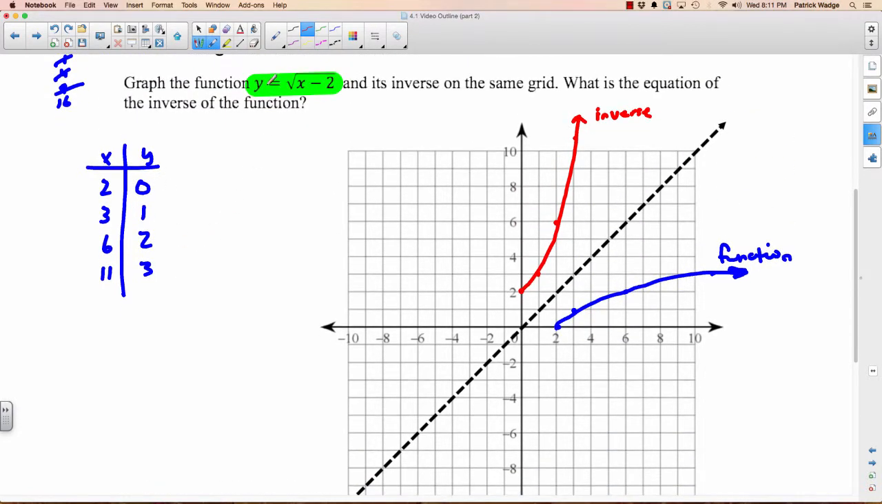Now the last thing we want to do is figure out what the equation is equal to. So if originally it was y equals the square root of x minus 2, remember how we do this? Wherever we see y, we put x. Wherever we see x, we put y. And now we have to solve for y. Okay, a little tricky here.